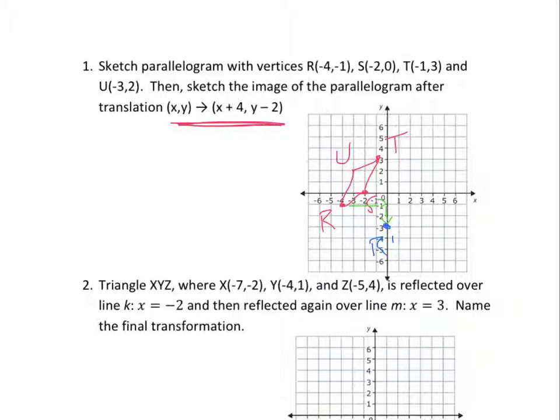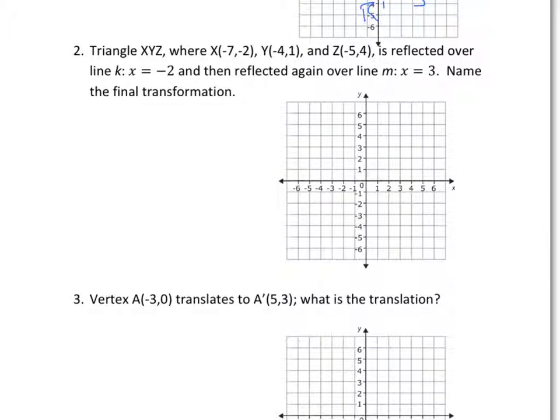You can do it to the other ones too. For S, move right 4: 1, 2, 3, 4, down 2. Here's the result, S prime. T is the same way, to the right 4, down 2, and it'll be at (3, 1). And lastly with U, it'll be at (1, 0). And there's the new translation. For this, obviously it's pretty simple because all you have to do is move without any rotating or reflecting.